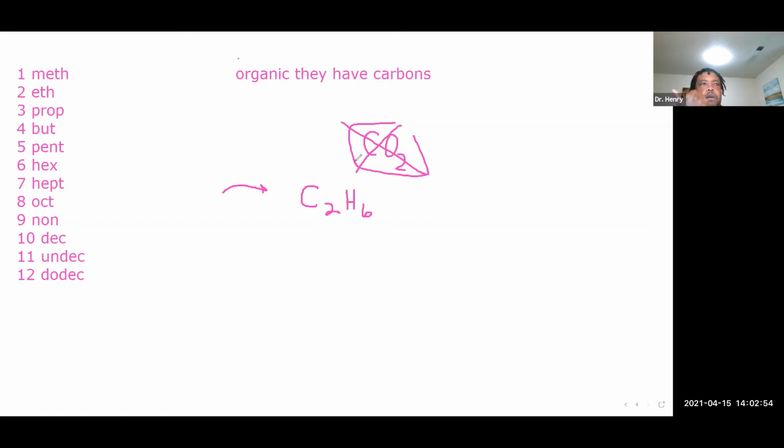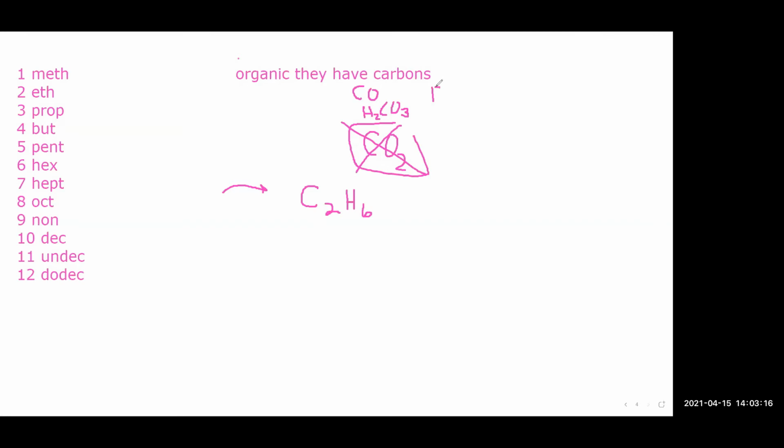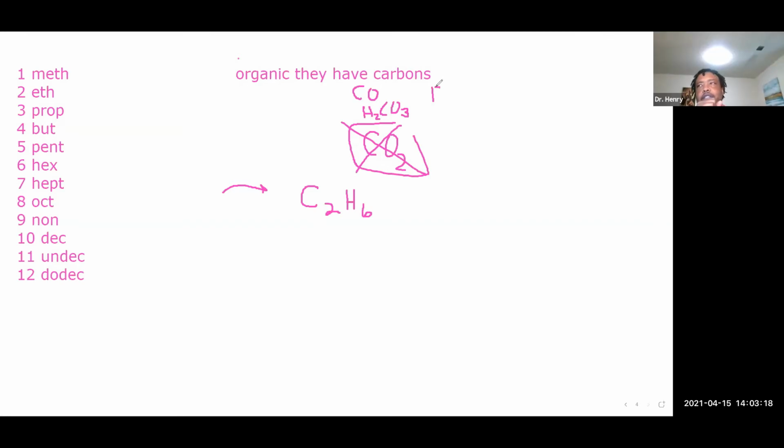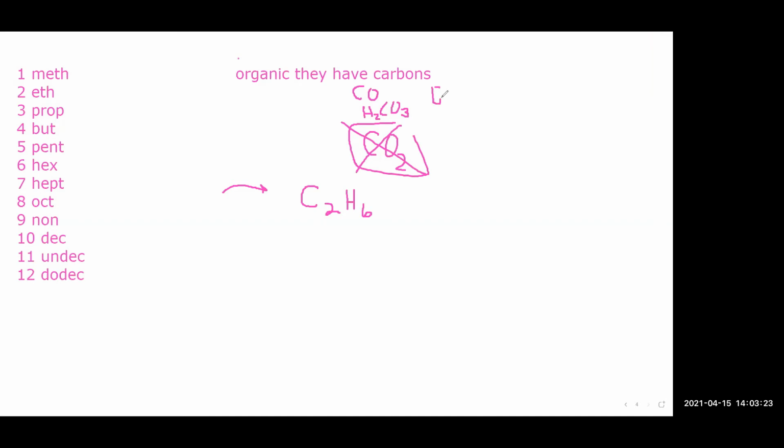So carbon dioxide, CO2, carbon monoxide. What's the other one I gave you? Carbonic acid and carbonate. These are all the exceptions. Because they're not reusable? Organic chemists consider them beneath the organic, so they don't like to accept them. It's an elite club.